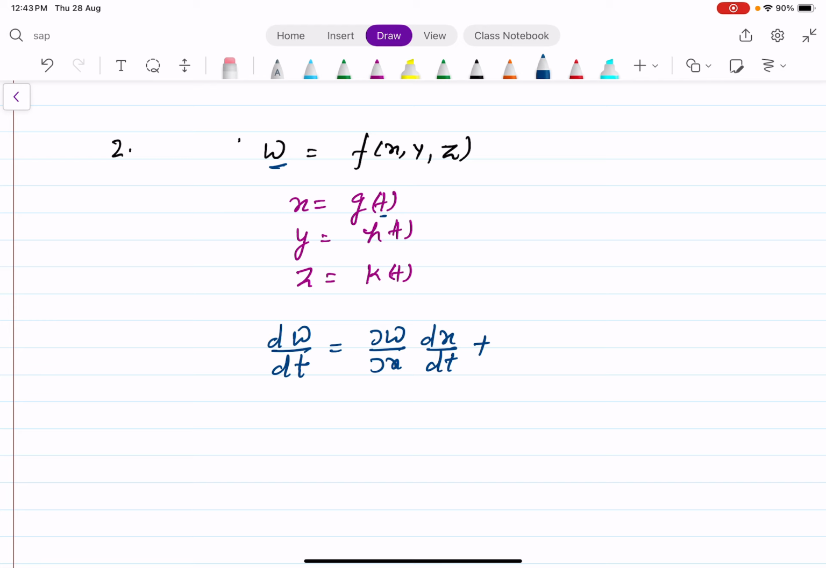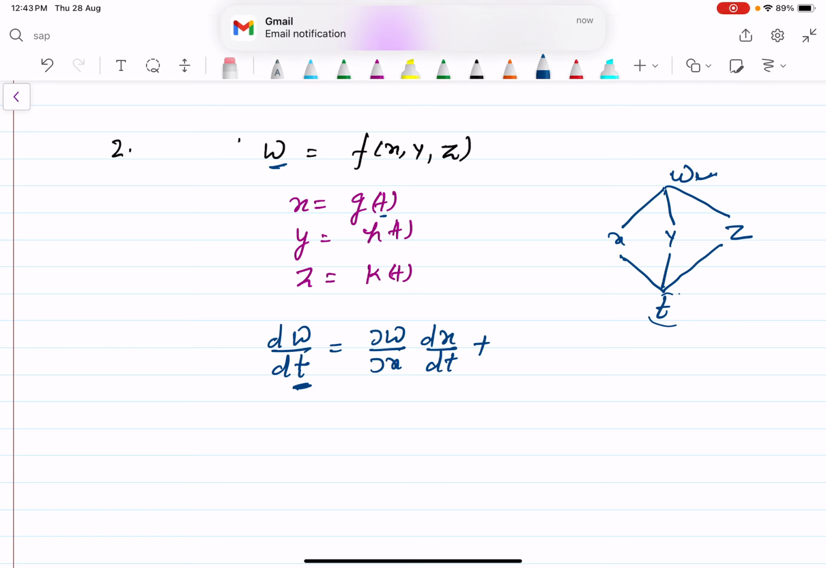And again we have to differentiate w with respect to y because we have to compute dw/dt. So this w is connected with three variables x, y and z, and all these x, y, z are connected with a single variable, that is t. So x is a function of one variable, that is dx/dt. Since we want to compute the derivative with respect to t, we start from w and we have to reach t. So we have three paths to move: x, y and z. Then only we can compute the derivative of w with respect to t.